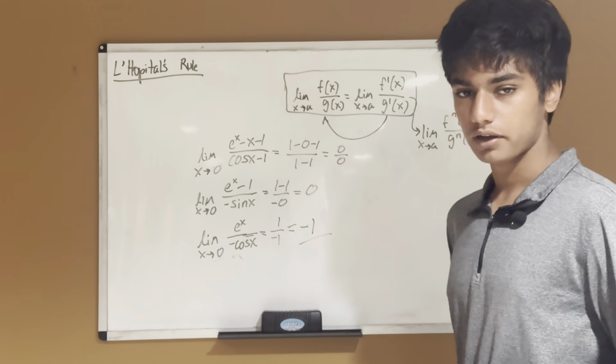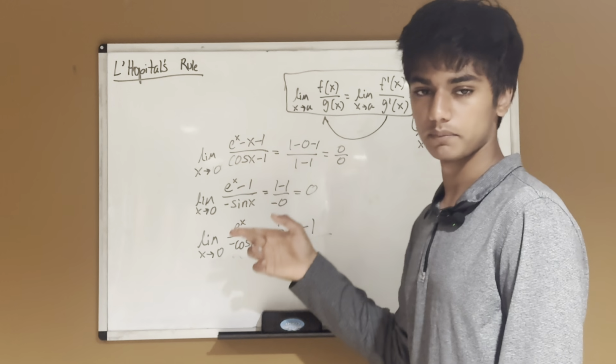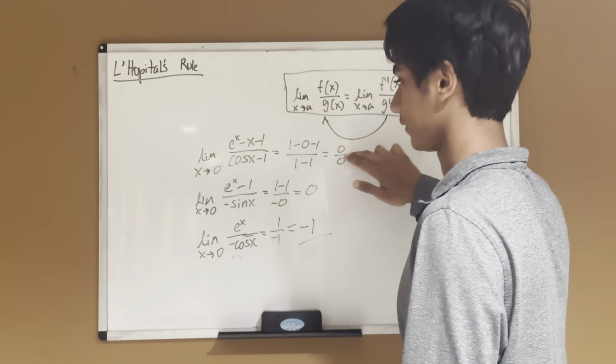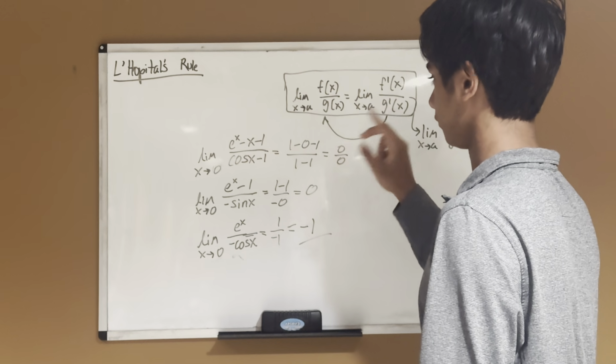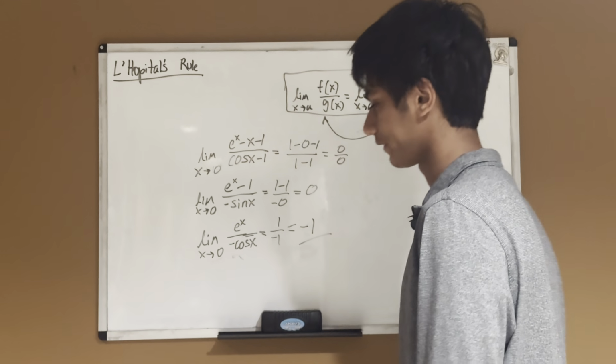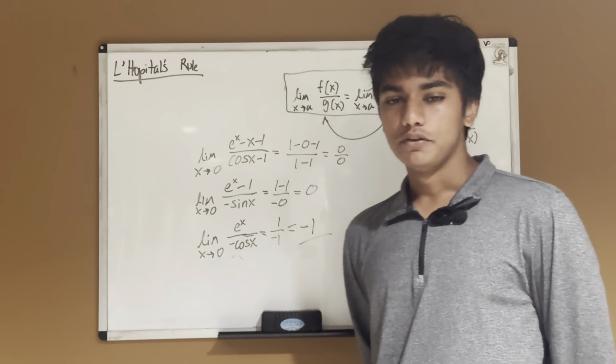Just to reiterate, the process is we plug in numbers. If we get an indeterminate, like 0 over 0 or infinity over infinity, we can keep taking derivatives of the top and bottom using L'Hopital's rule until we get a value. And that's how we use L'Hopital's rule.